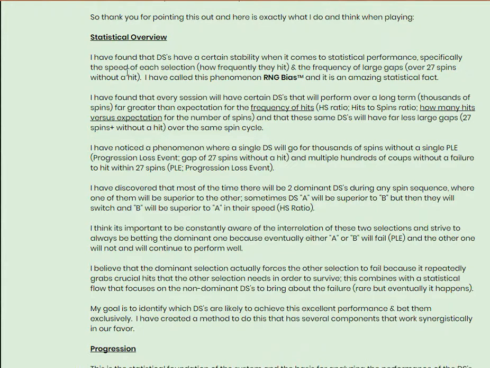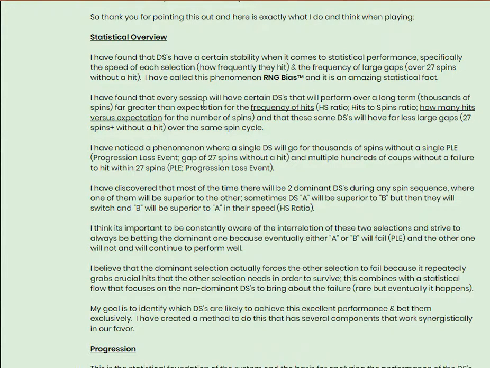Well, it's stability regarding the statistical performance of groups of numbers, where the speed of the selection means how frequently they hit and how frequently they gap becomes stabilized to where they don't gap very much or for very long periods, and they hit more frequently than other numbers. And there's groups of these numbers that are doing this, and that's called RNG bias.